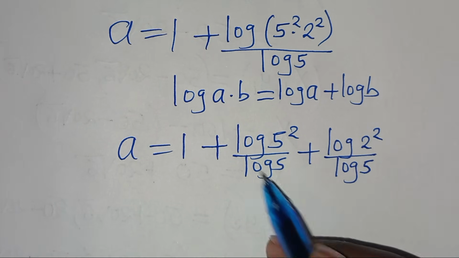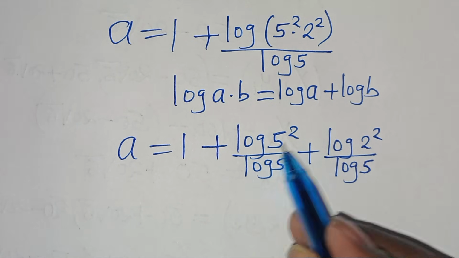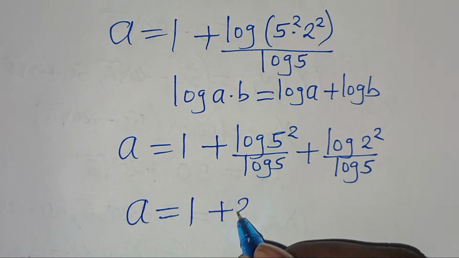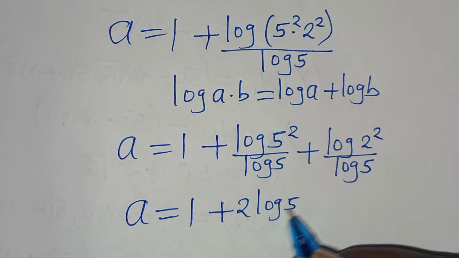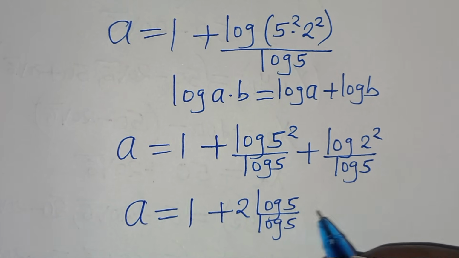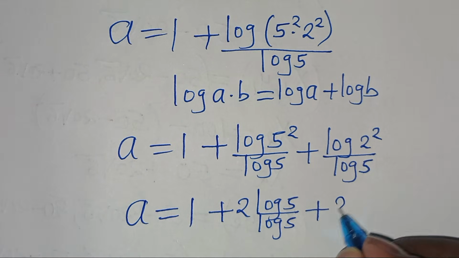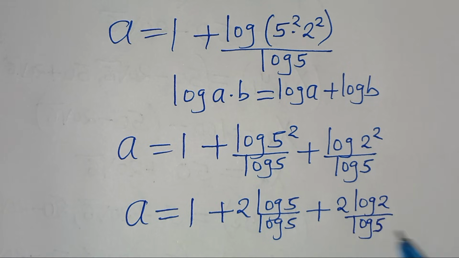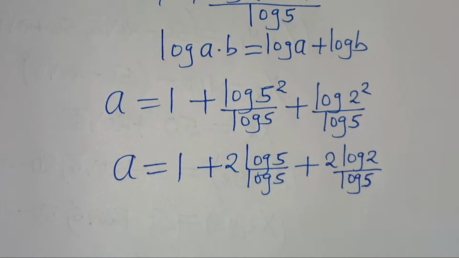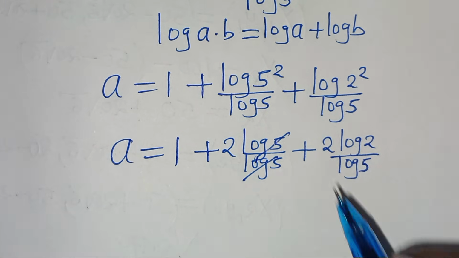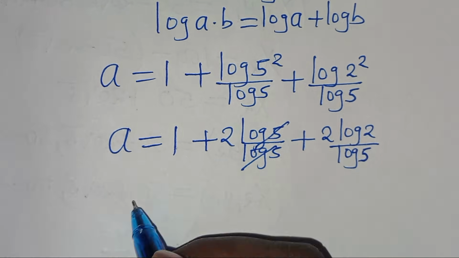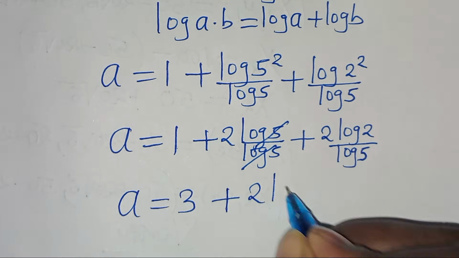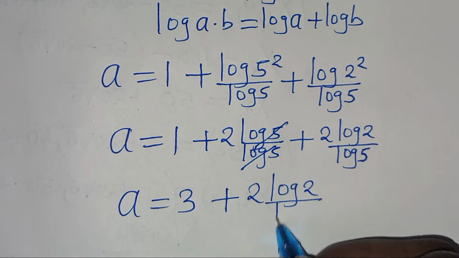The next step is to apply the power rule property here, so that log 5 to the power of 2 becomes 2 log 5, and a is equal to 1 plus 2 log 5 divided by log 5, plus log 2 to the power of 2 becomes 2 log 2 divided by log 5. Now let's simplify log 5 and log 5 here, so that we have 1 plus 2, which is equal to 3, plus 2 log 2 divided by log 5.